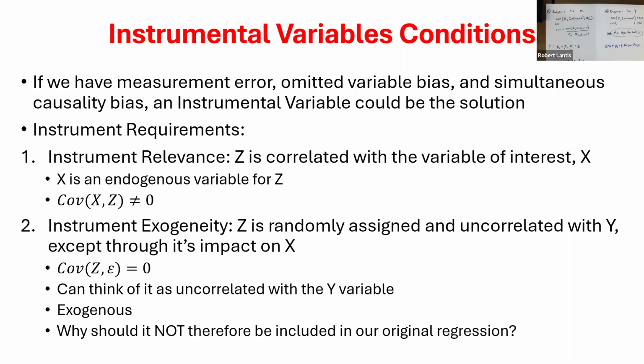So they asked, what could we use once some states started legalizing marijuana? Well, now we have this instrument. This variable Z, our instrument here, was simply whether marijuana was legalized. It's a 1 or a 0. So an instrument doesn't have to be continuous. It could be a dummy variable.